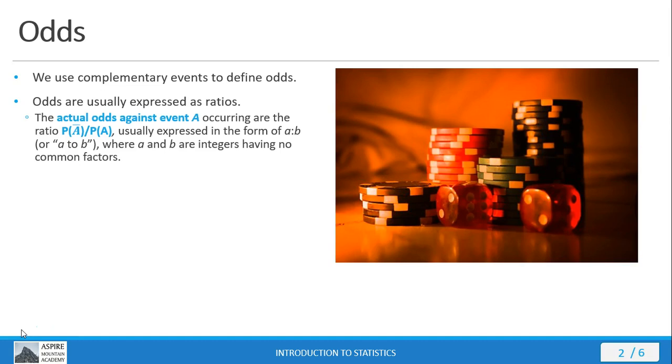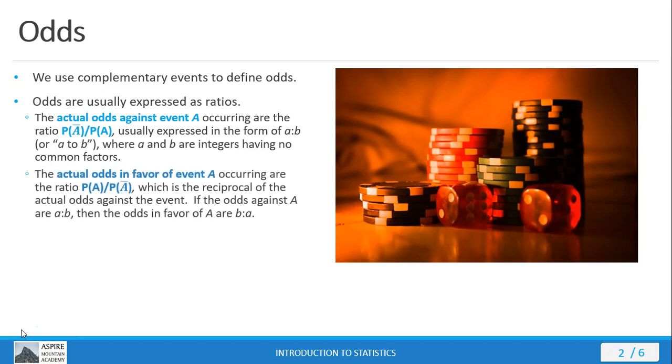First we have the actual odds against event A occurring. This is going to be the probability of not A divided by the probability of A. Usually it's expressed in the form of a ratio A to B, where A and B are integers having no common factors.